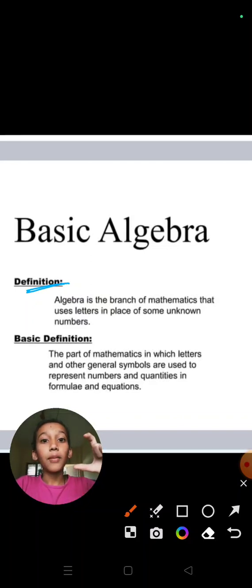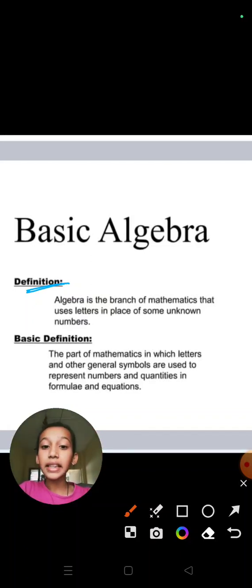Means we are going to indicate algebra using letters. And in the place of the number which is unknown to us, we have to put that letter. Okay, we have to choose any letter like A, B, C, D, alphabet letters. Okay, you can choose any one for the unknown.